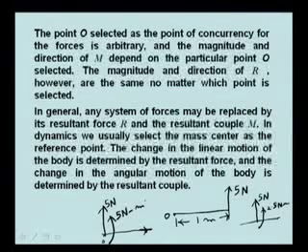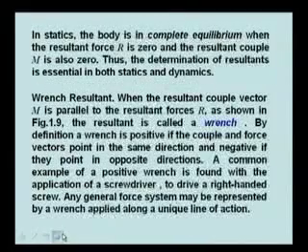In general, any system of forces may be replaced by its resultant force R and the resultant couple M. In dynamics, we usually select the mass center as the reference point. We try to find out the resultant force acting at the center of mass and we find out the moment also about that point. The change in the linear motion of the body is determined by the resultant force and the change in the angular motion of the body is determined by the resultant couple or moment.